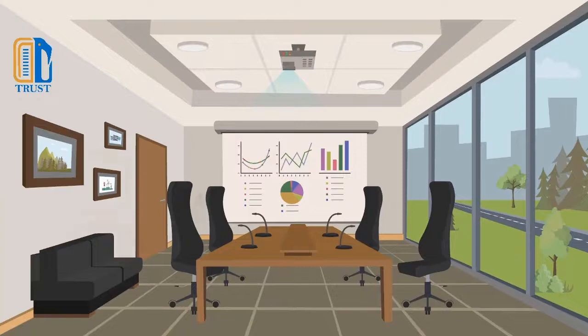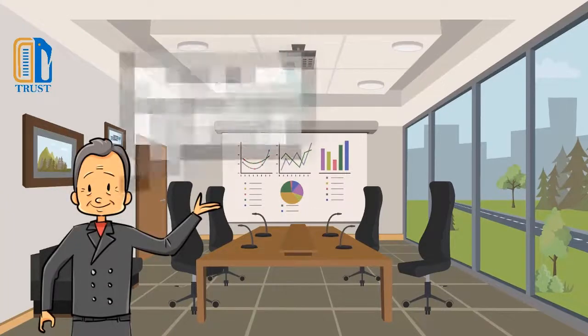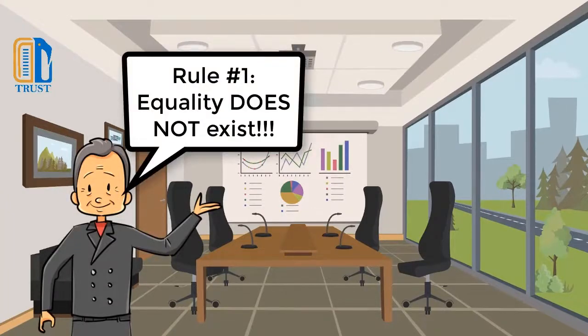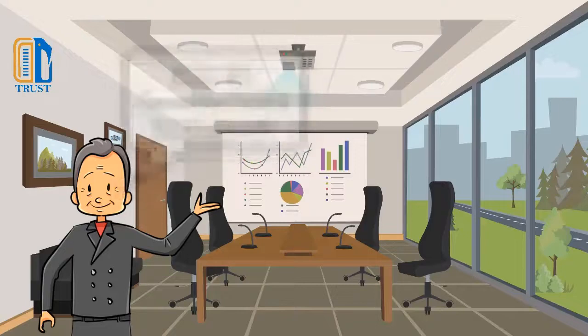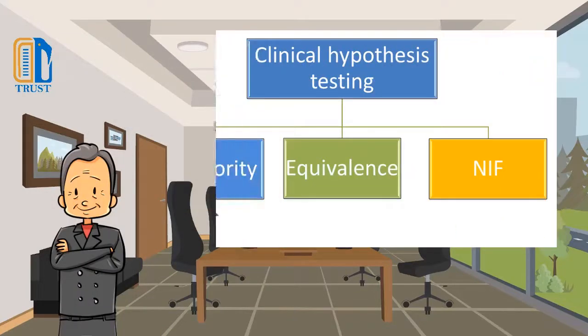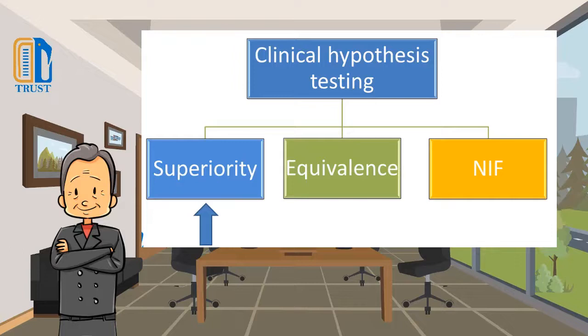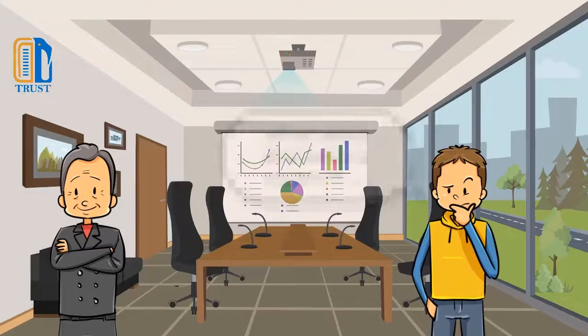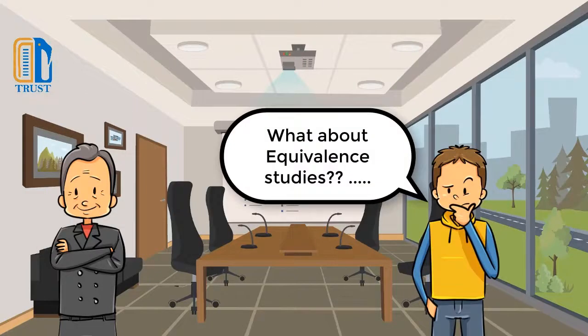Let's apply rule number 1 on our clinical studies, which states that equality does not exist. Studies are usually organized to detect which treatment is more effective or safer. Which is the most accurate procedure? Those are the classic superiority studies. But what about the so-called equivalence studies?